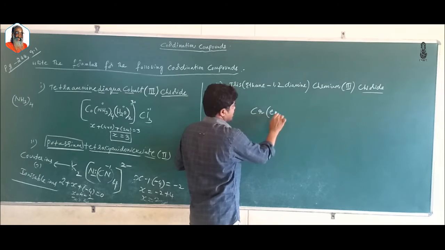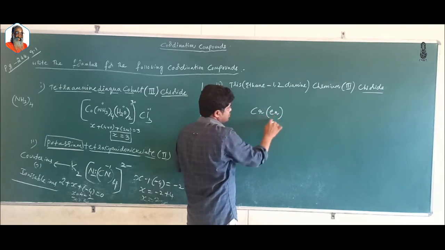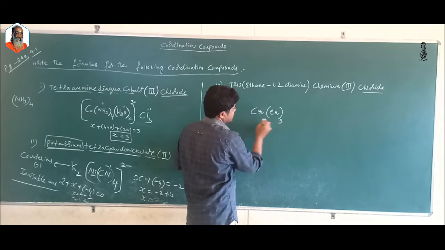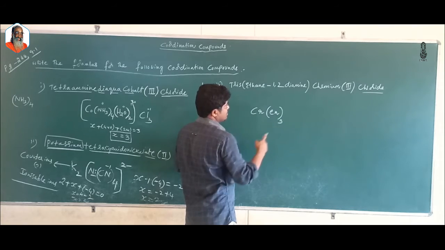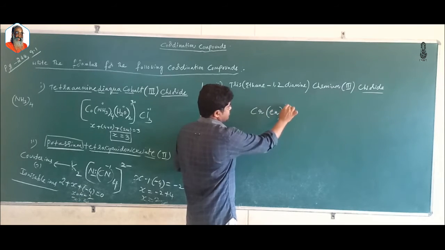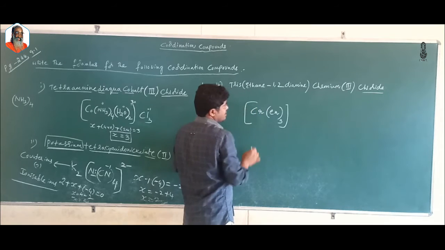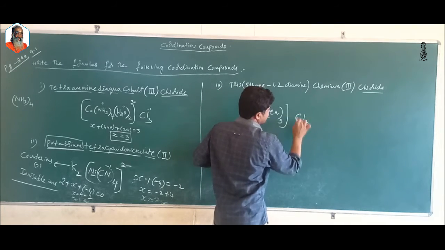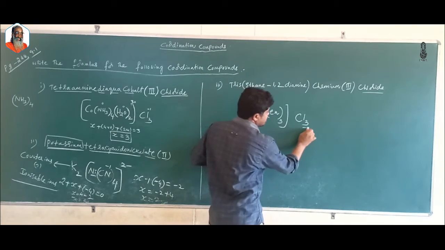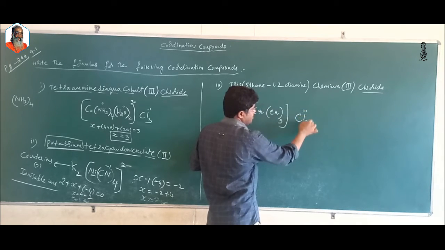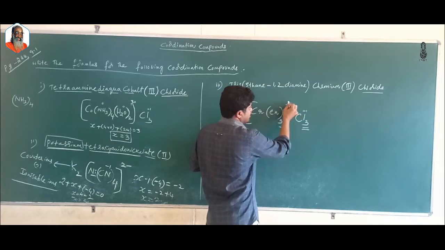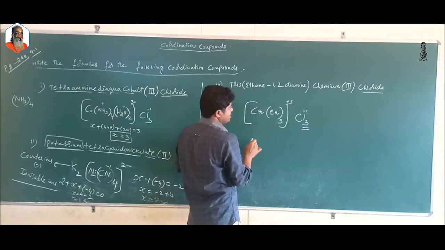Tris is saying the abbreviated form of the ligand is to be enclosed in parentheses and the number is to be written as a prefix. Tris means 3. Tris(en), chromium(III) chloride. So there should be 3 chloride ions outside the coordination sphere. Each carries a charge of -1, so -1 into 3 is -3. So definitely the complex should be +3.